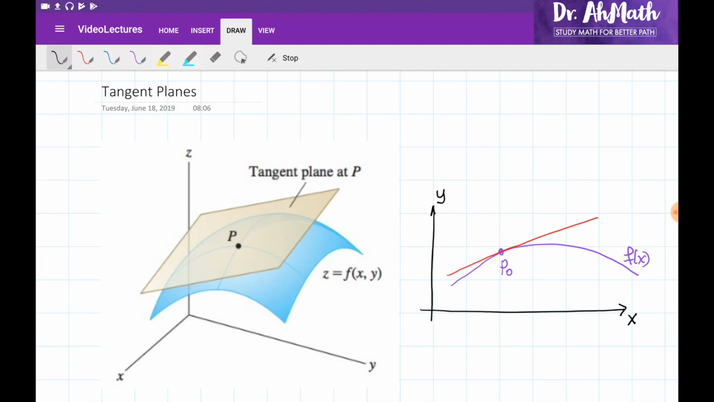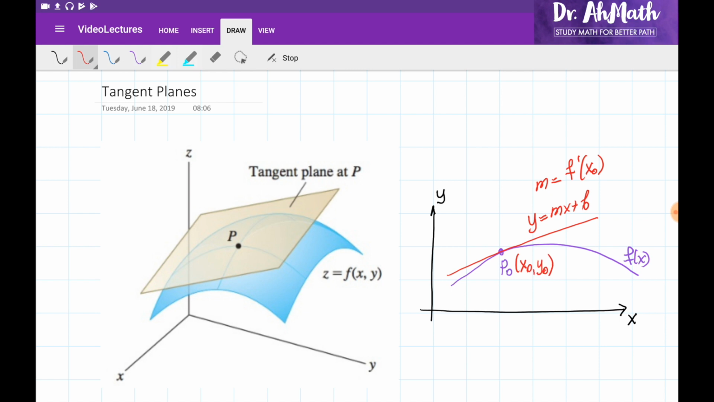When we are dealing with a single variable function, like in this graph, we can create a tangent line at this p0, where the equation of the tangent line is written as y is equal to mx plus b, where the m can be found as the slope of this line, which is the derivative of this function at this point, x0. So let's say this point has the coordinates x0 and y0.